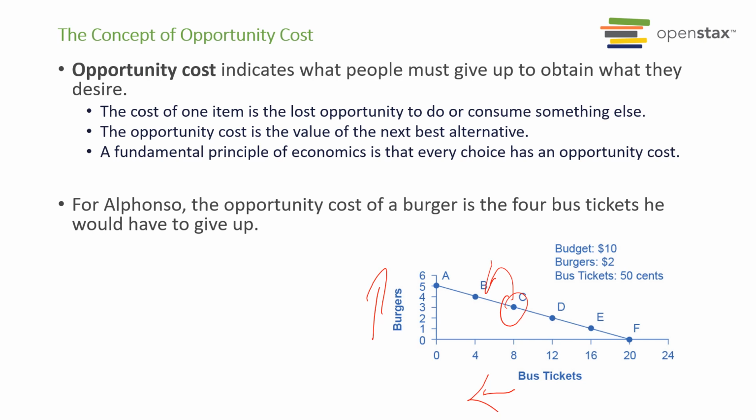And if you reverse it, if you go from point B to point C, then we're going to gain more bus tickets, but we're giving up burgers for it. So depending on which direction you're moving on your budget constraint, your opportunity cost is different.